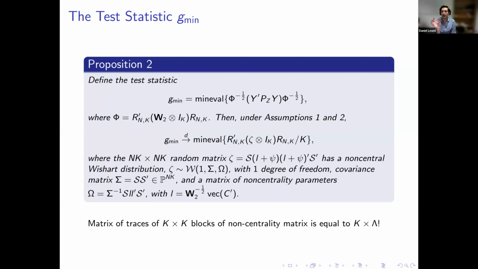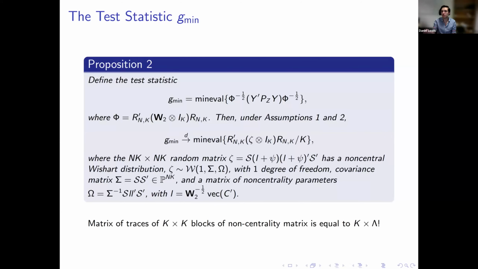So for an NK by NK non-central Wishart matrix, it's going to depend on the N by N matrix of traces of each of the K by K partitions of that non-central Wishart random matrix. But then it's again going to depend on the minimum eigenvalue of that N by N matrix of traces. So this is a very non-standard limiting distribution, to say the least.